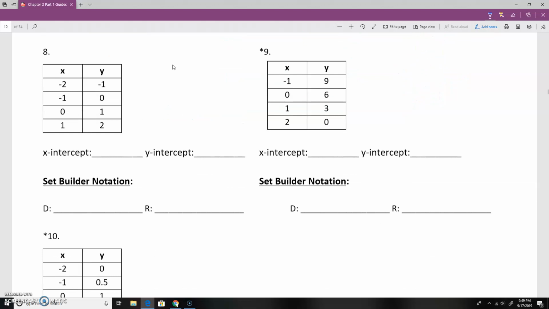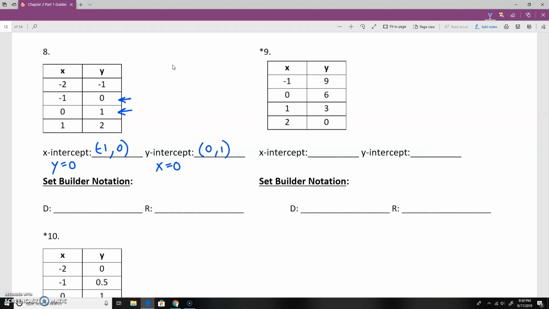Okay. One more time, if we were looking at the table and we wanted to find the x-intercept and the y-intercept, remember the x-intercept is where y equals 0. The y-intercept is where x equals 0. Well, where y equals 0 is here. So our x-intercept is the point negative 1, 0. Our y-intercept is where x equals 0. And that's going to be our point 0, 1.